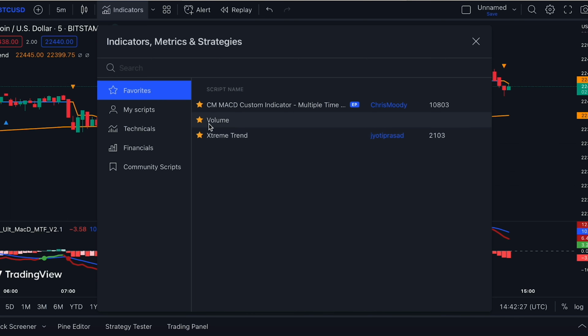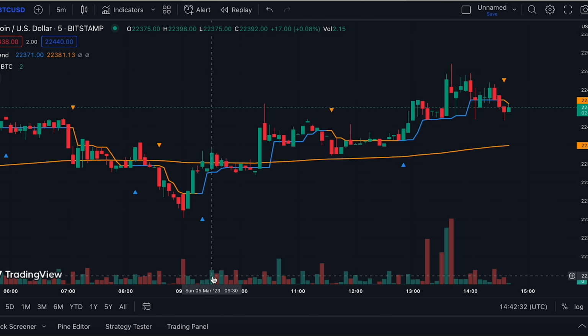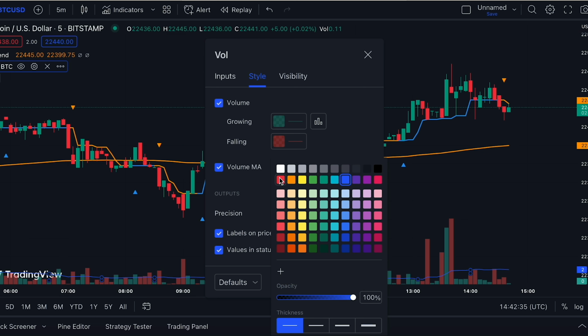For the third indicator, add a regular volume tool to the chart by searching for volume and choosing the technical indicator. Then, once this tool has been added, open its settings to activate the moving average, and make the length 30.